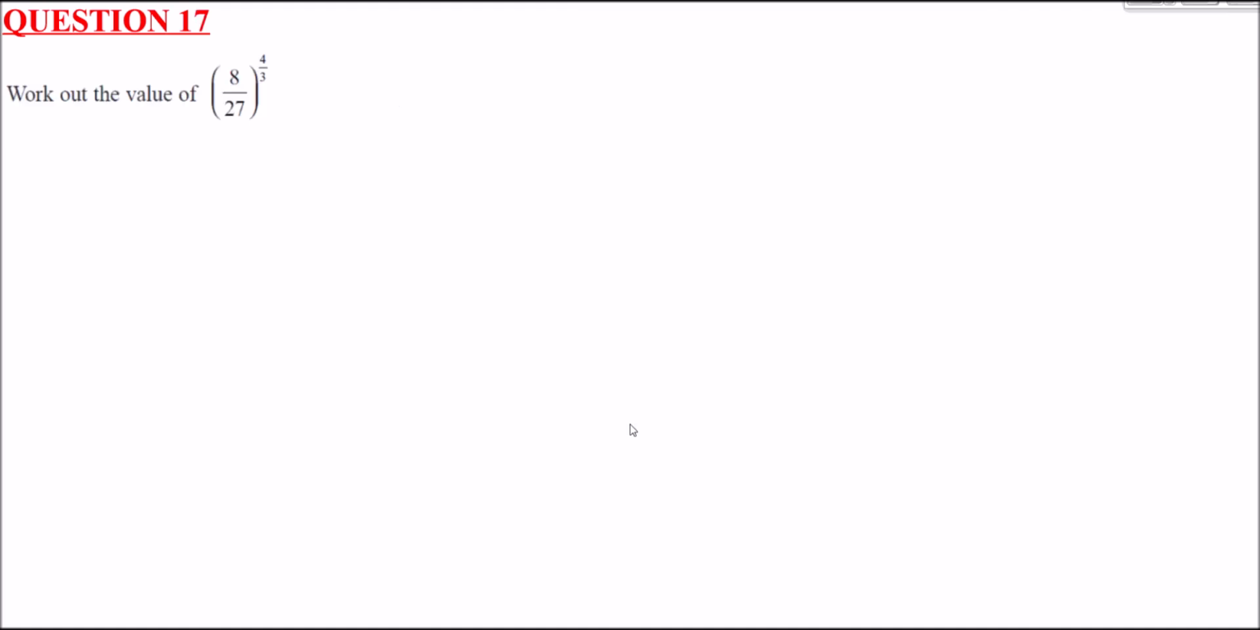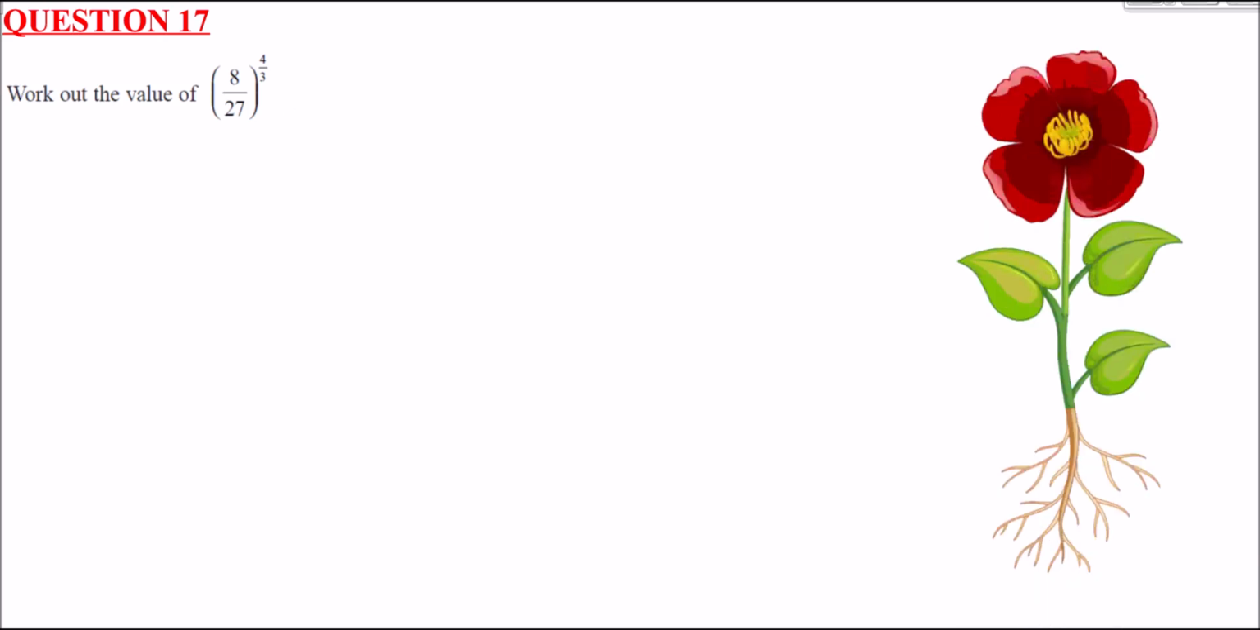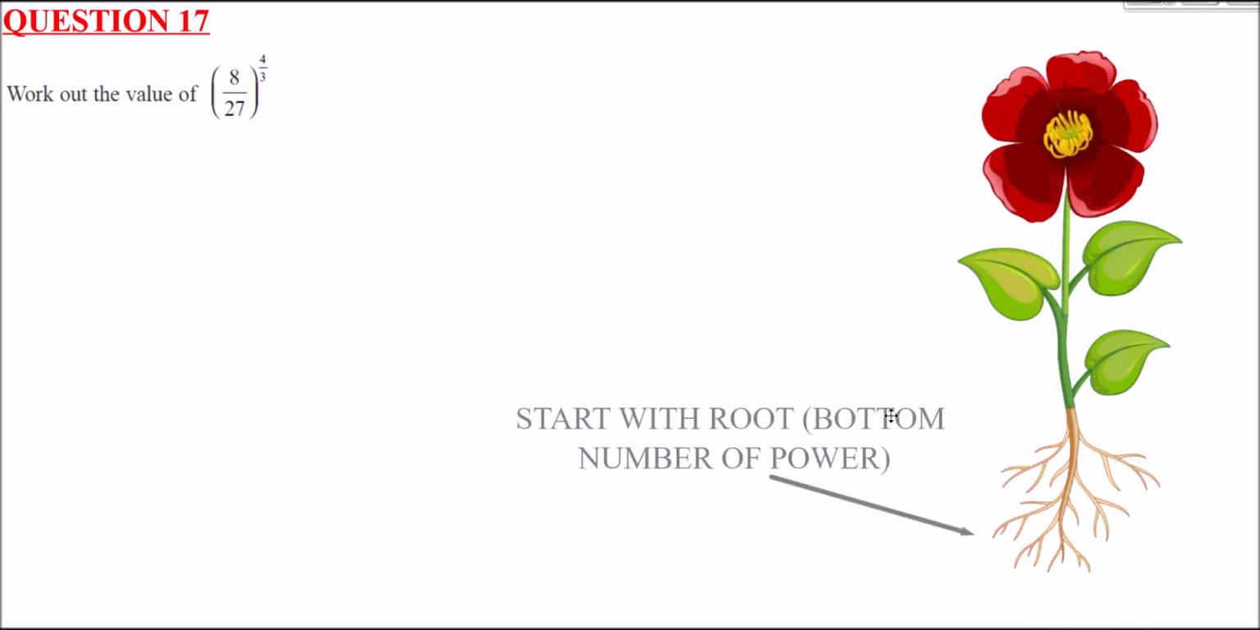Question 17, a fractional power. Work out the value of 8 over 27 all to the power 4/3. I'm going to get a picture of a flower here. Why, you ask? Well, I will explain. So a flower always starts with the roots, and we're going to do exactly the same. We're going to take our example from nature. So we're going to start with our root as well.